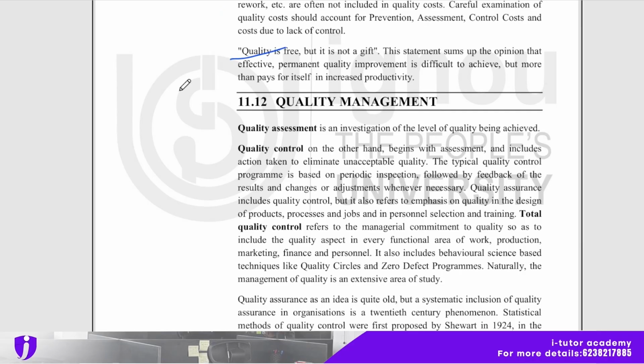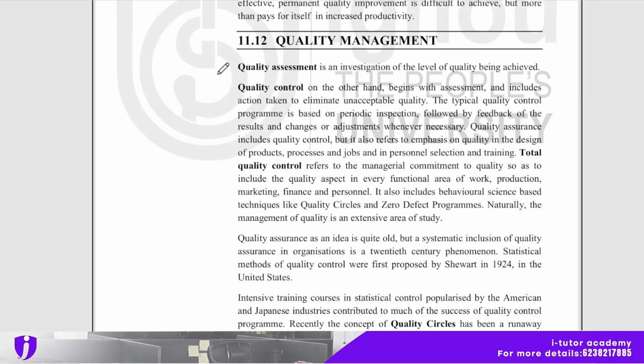And quality is free, but it is not a gift. And this statement sums up the opinion that effective permanent quality improvement is difficult to achieve, but more than pays for itself in increased productivity.